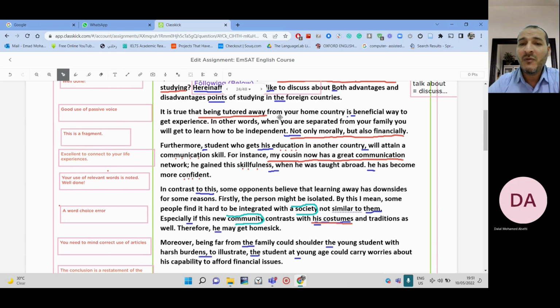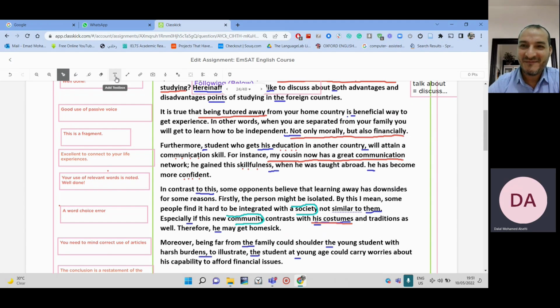Here, from your home country is beneficial way. Way is a noun, right? So in this way, if you say it's beneficial to get experience, that's good. Is beneficial to get experience. But if you say is beneficial way, you have to use an article. What is the article which is most appropriate here? The or a? So we say from your home country is a beneficial way, or the beneficial way? What do you think?